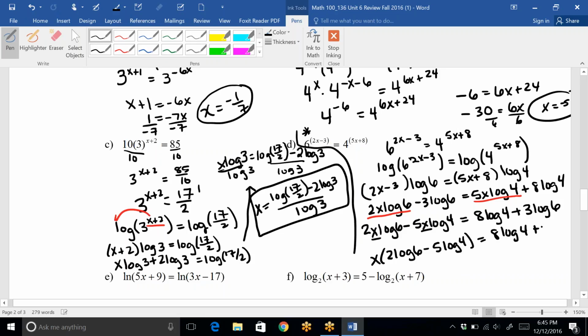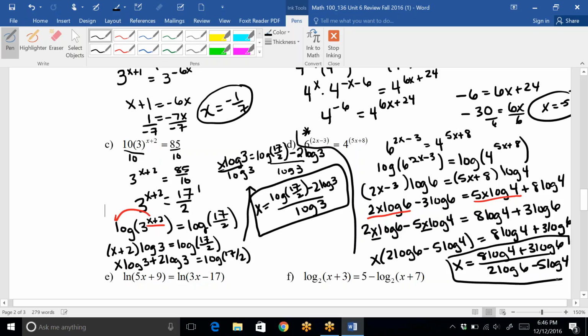Bring everything else down. My last step would be to divide by this parentheses to get x by itself. So we actually get 8 log 4 plus 3 log 6 all over 2 log 6 minus 5 log 4. And again, you could clean this up, and I did on the answer key. I did a couple different things with properties, but I'm good if you get to this point.